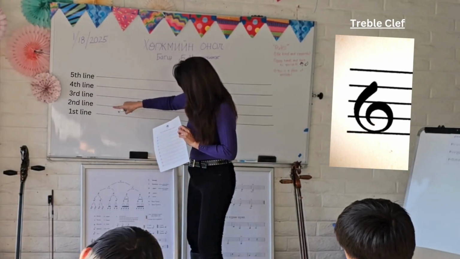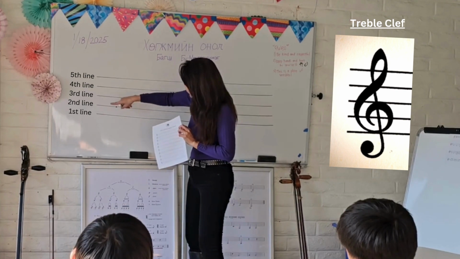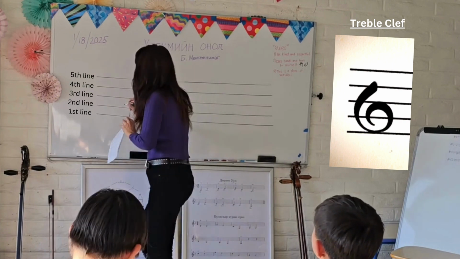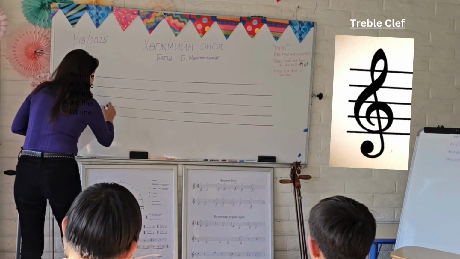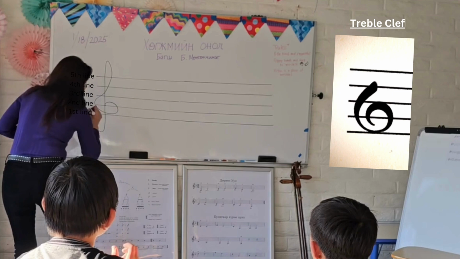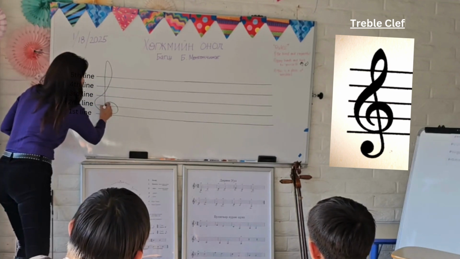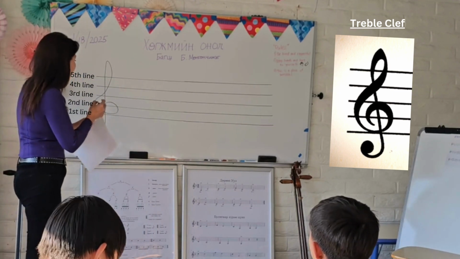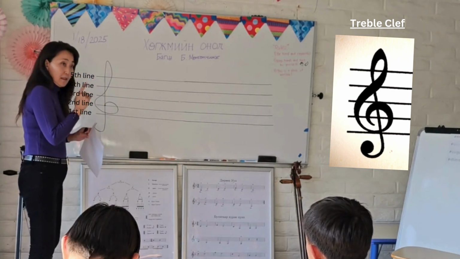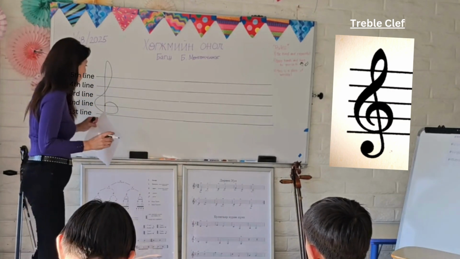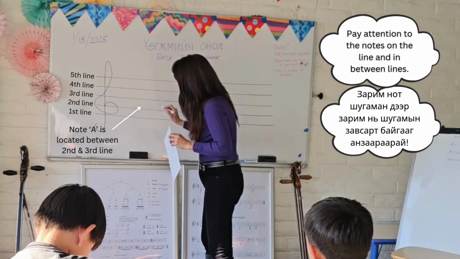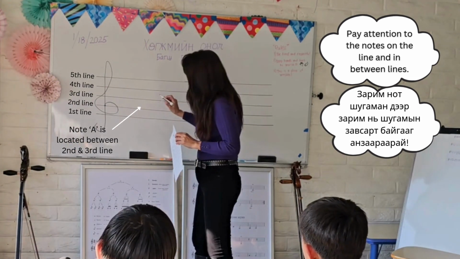Let's count 1, 2, 3, 4, 5: there are 5 lines, first, second, third, fourth, fifth. The treble clef starts on the second line. So dot. Everybody can probably do it better than me, but I want you to pay attention. It starts on the second line. Since we're doing ABCs, we're going to start with A.